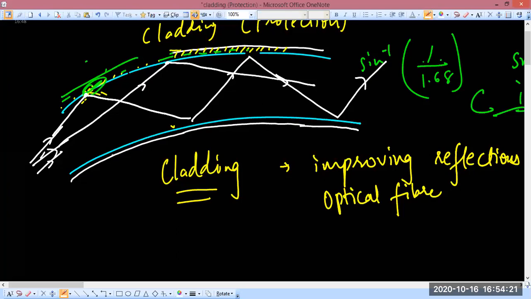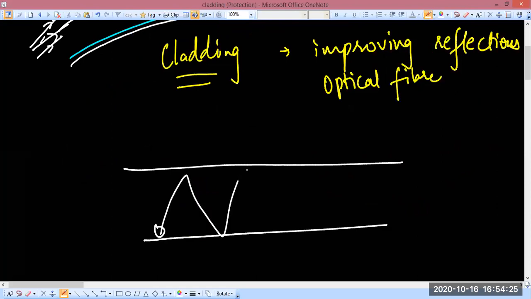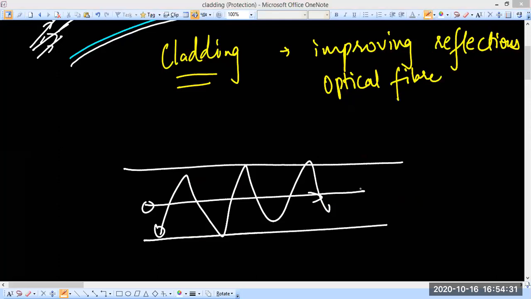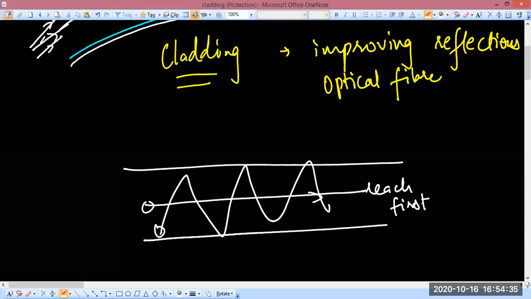Like a channel, where one ball goes zigzagging this way and that way, and one ball goes straight. So the straight one will reach first, right? Of course. The straight one, or the one at less angle, will reach first.